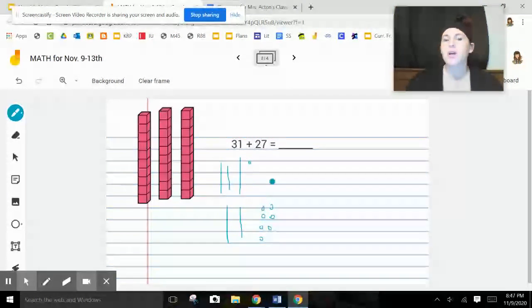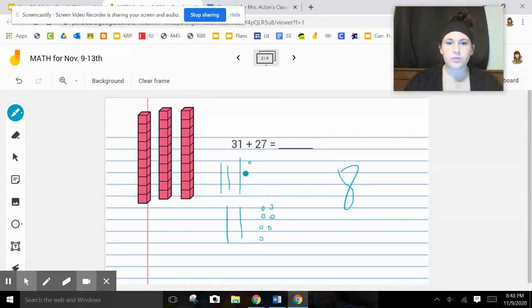So then you can make your decision if you're going to just count the ones and write the number, and count the tens and write the number, or if you're going to count the number all together. Either way, both of them should get the same answer. 1, 2, 3, 4, 5, 6, 7, 8. 8 in my ones column. 1, 2, 3, 4, 5. My answer should be 58.